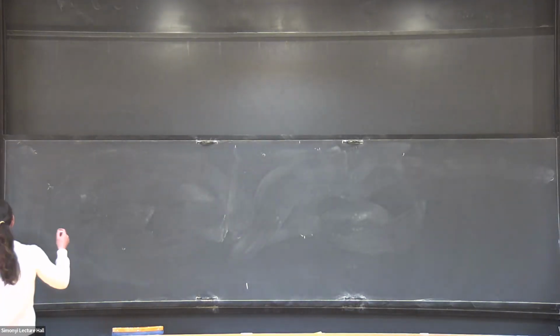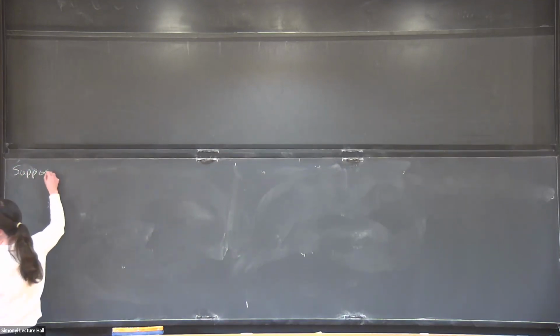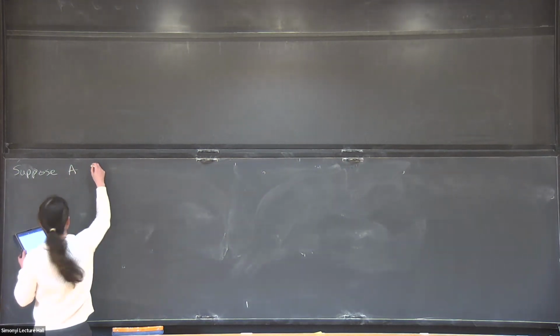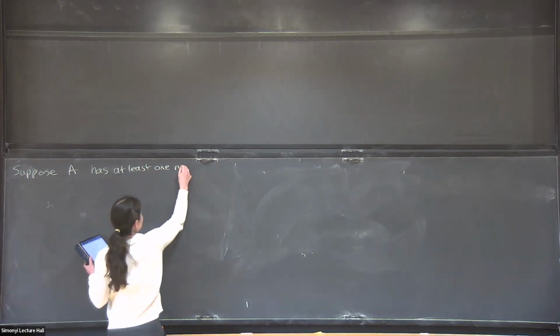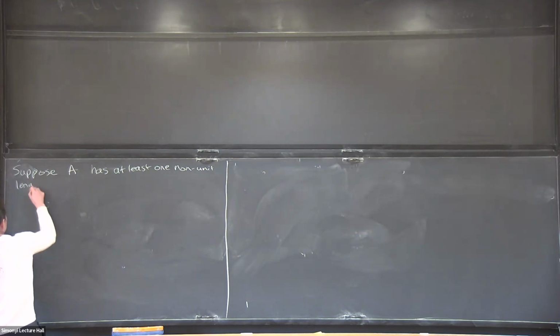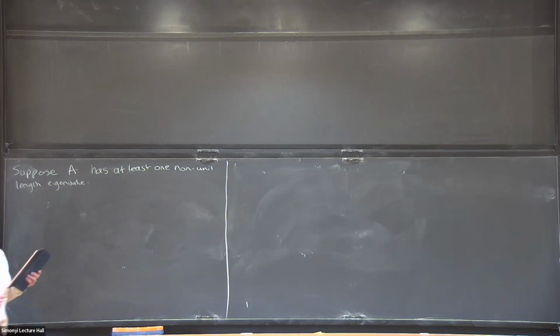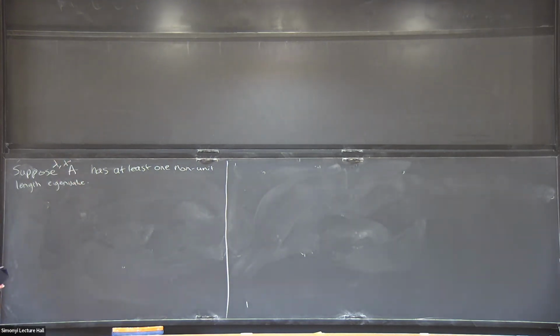Okay, so for some assumptions, we will suppose A, our symplectic matrix, has at least one non-unit length eigenvalue. This is going to give us some chaos. It's a simple fact about symplectic matrices that if lambda is an eigenvalue, lambda inverse is also an eigenvalue. So this will give us both stable and unstable behavior.